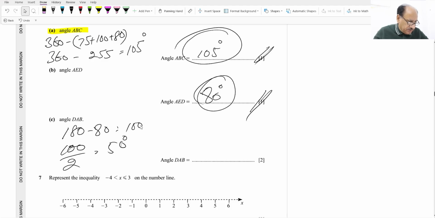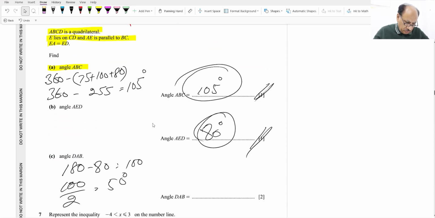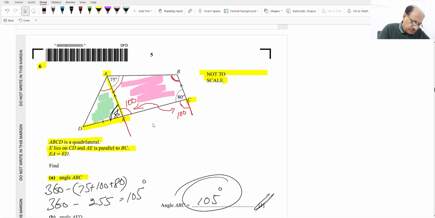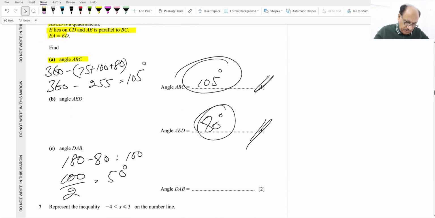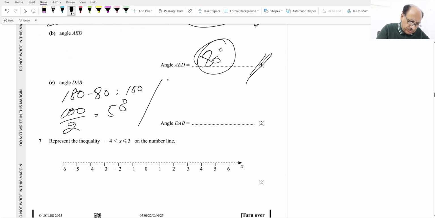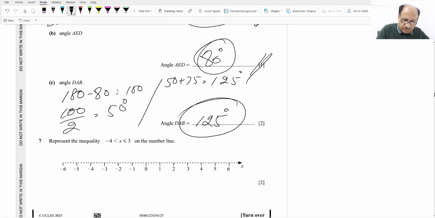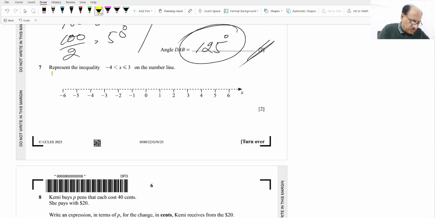So angle DAB is required basically. So it's DAB. Okay, so 50 degrees is this angle. So we need to add 50 plus 75. So we can write here 50 plus 75 is equal to 125 degrees. So 125 will be angle DAB, which is for 2 marks. This is also done. Now question number 7, and question number 7 says represent the inequality on the number line.